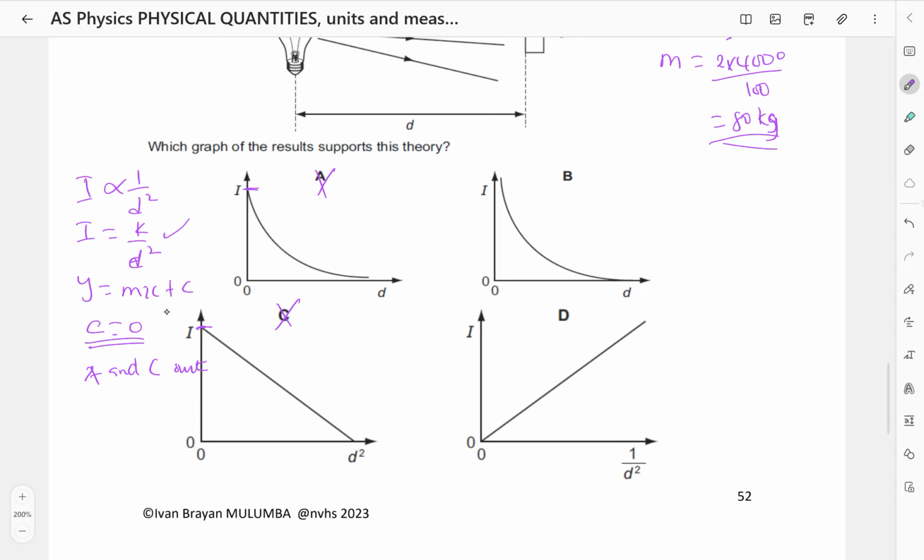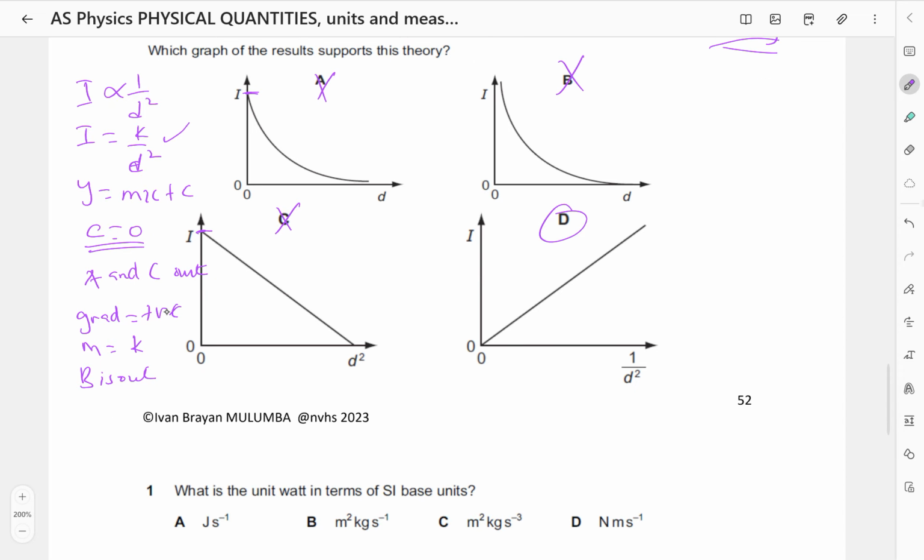Then remember the gradient. The gradient should be positive in the first place. When you look at these two graphs, you notice that the gradient should be positive. Because when you compare y is equal to mx plus c, you notice that m is equal to k, which is positive. B is showing a negative gradient, so that one is out. The gradient should be positive, so B is out because it is giving a negative gradient. Therefore, our answer is going to be D.